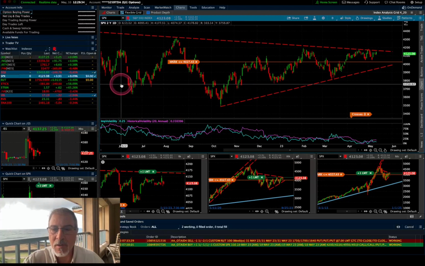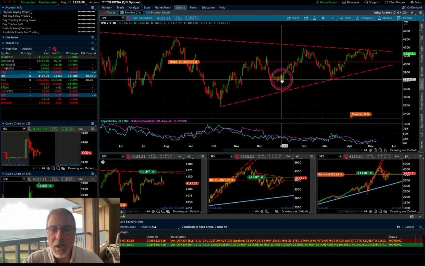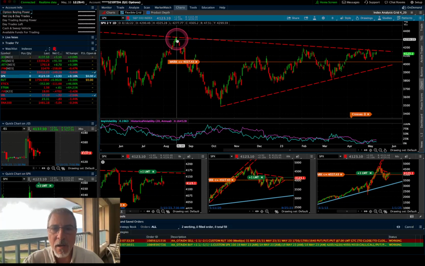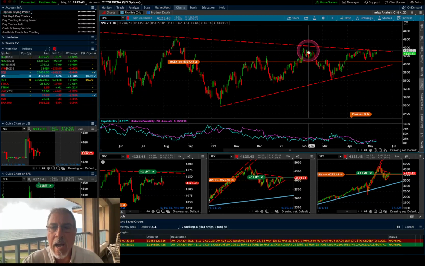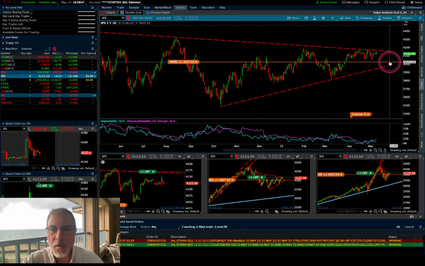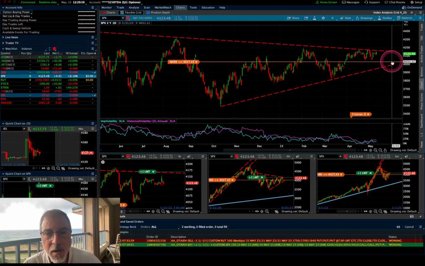So, you know, this covers a significant amount of time, a full year here. We've been in a wedge pattern. Now, a wedge pattern is where we're making lower highs and higher lows. Now, there's no guarantee as to which way a wedge is going to break. However, when there is a break from a wedge pattern, it generally is a pretty significant break.